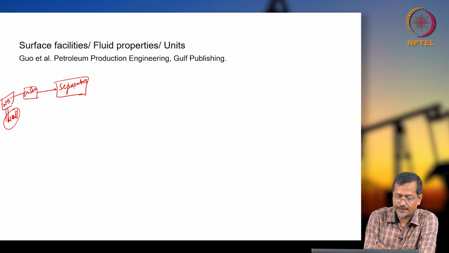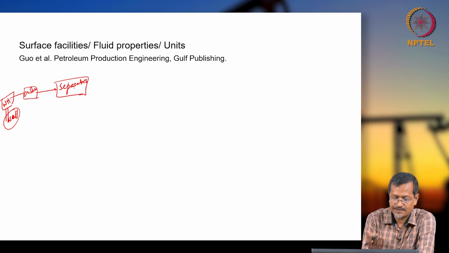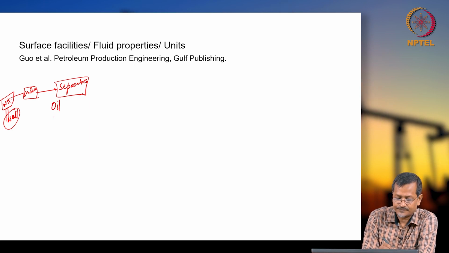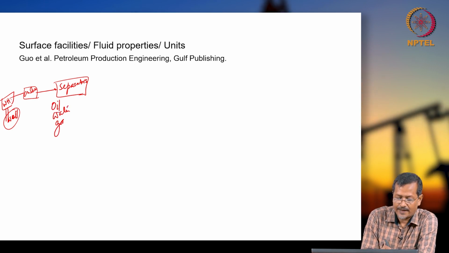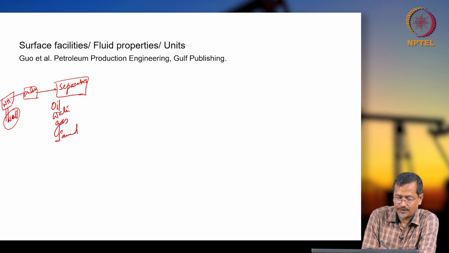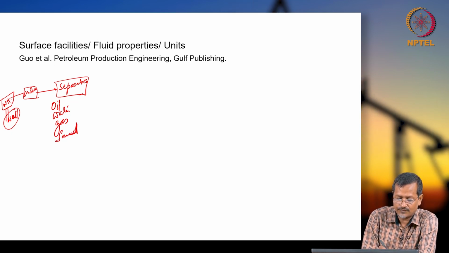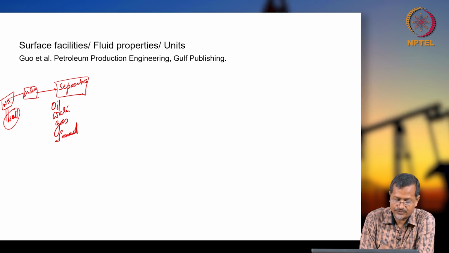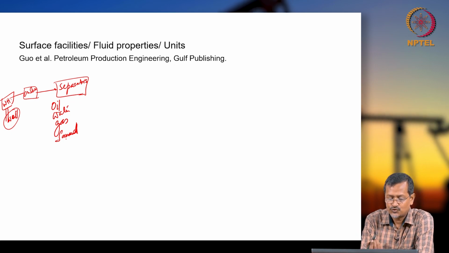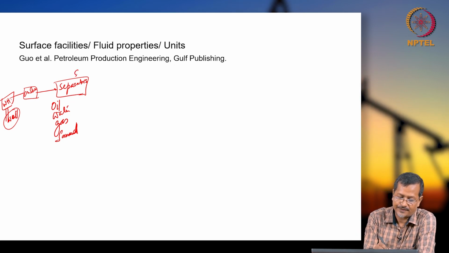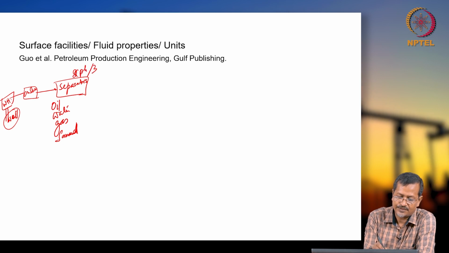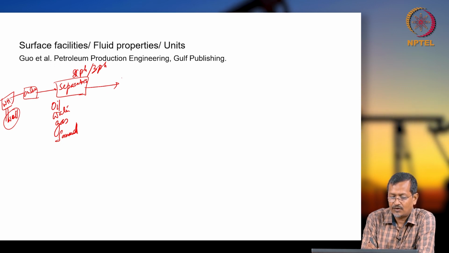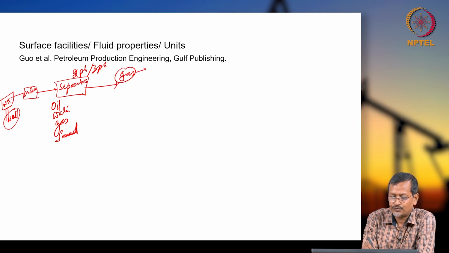In the separator you are getting 3-phase, 4-phase separation. What are the different phases? Oil, water, gas, sand. From the wellbore you are getting these three fluids: oil, water, gas, and you are getting solid sand also. So the separator will be a 2-phase separator or a 3-phase separator. After separation is done in the 2-phase or 3-phase separator, gas will go to your customer.